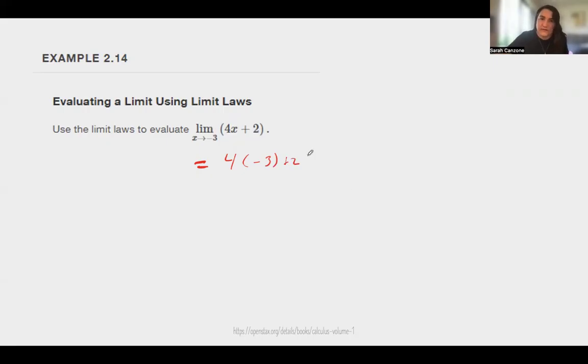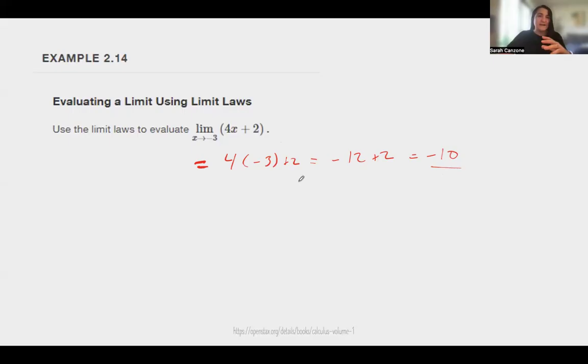But if you just get a whole number, then it's absolutely fine. So what you get is 4 times -3 is -12 plus 2, which is -10. So the limit as x approaches -3 of 4x plus 2 is -10 using the idea of the limit laws.